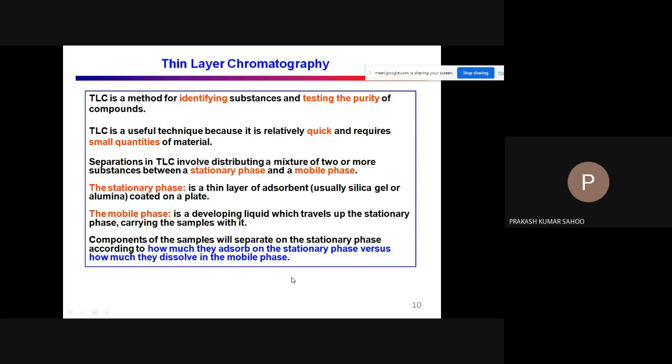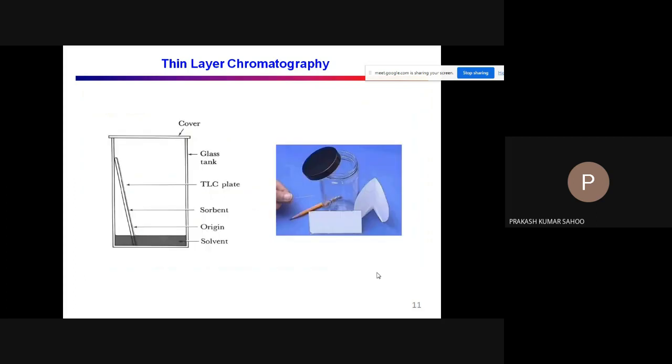Components of the sample will separate on the stationary phase according to how much they adsorb. Very important. How much they adsorb on the stationary phase, that is the TLC paper, versus how much they dissolve in the mobile phase. That means the component is dissolved in the mobile phase and gets adsorbed on the solid phase. Okay.